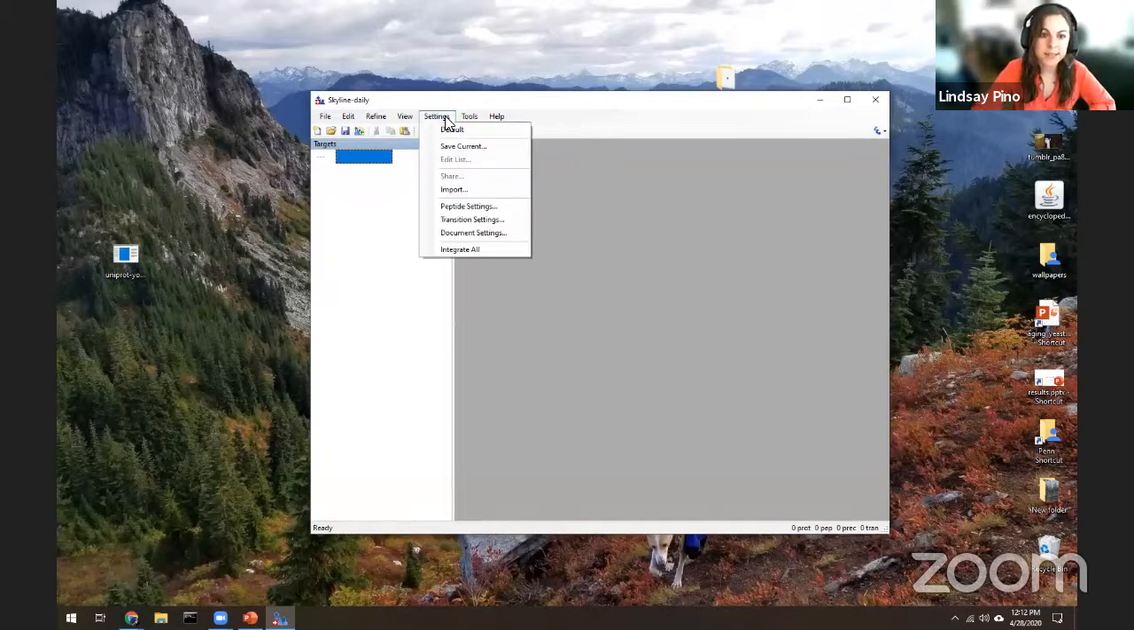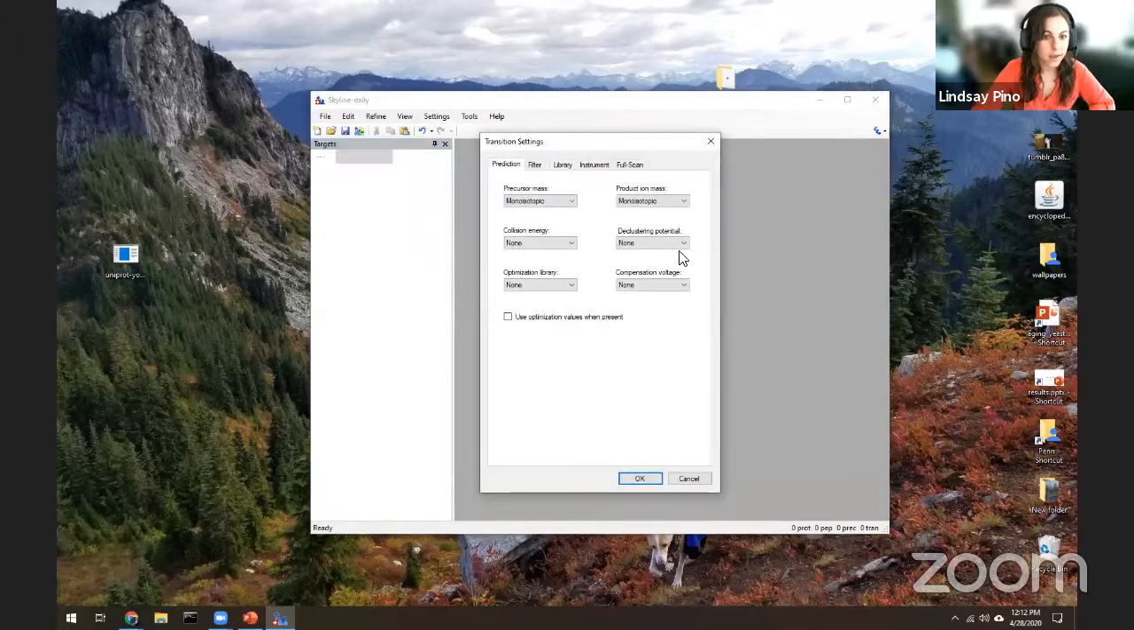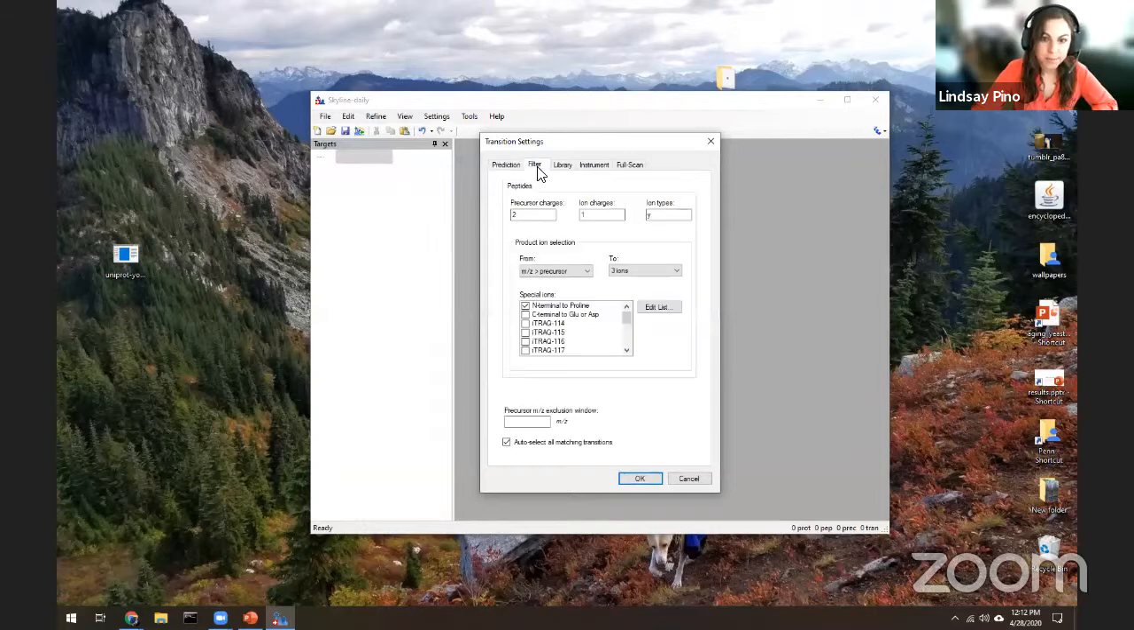I'll go to Settings, Transition Settings next. And under the Filter tab, let's say I'm interested in precursor charges 2 and 3. So this is +2s and +3s, ion charges +1s and +2s. And ion types, let's say B's and Y's.